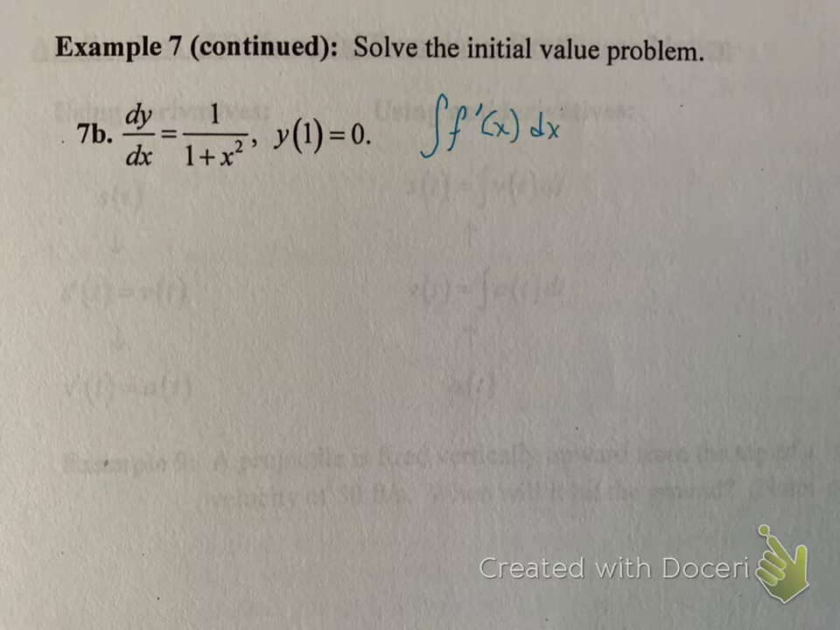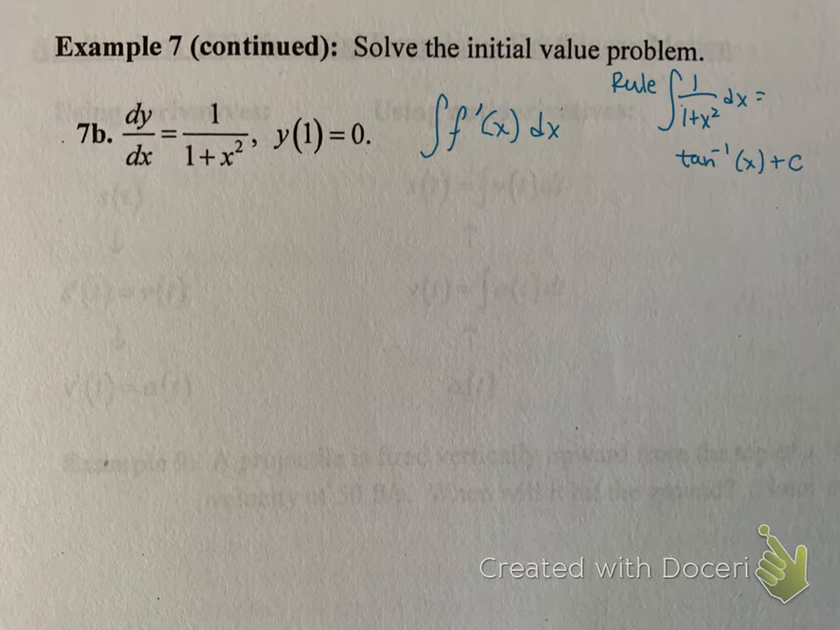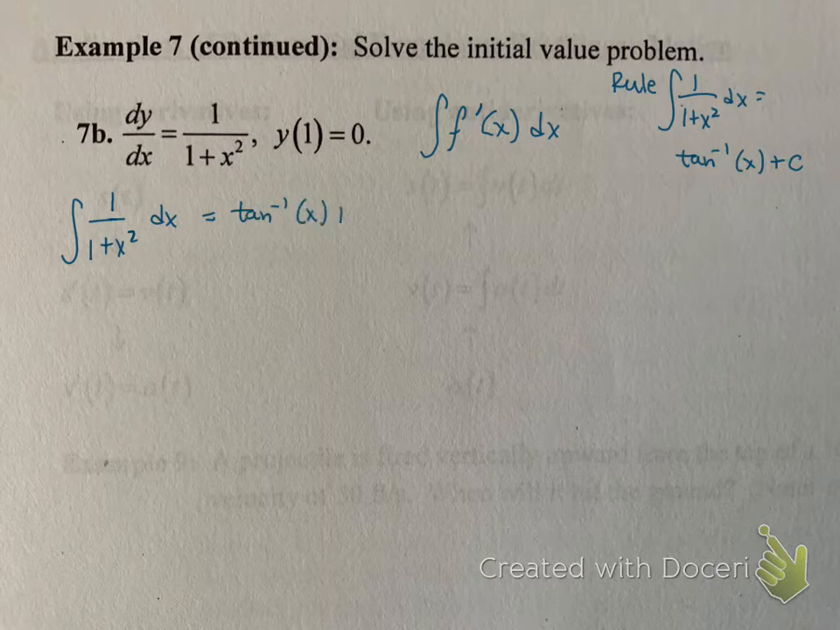So if I look at this, 1 over 1 plus x squared, that's a quotient, but I have a rule for that. So the rule states that if I integrate 1 over 1 plus x squared dx, that equals inverse tangent of x plus c. So I'm going to use that rule here. I'm going to integrate the derivative, which is 1 over 1 plus x squared dx, which equals the inverse tangent of x plus c.